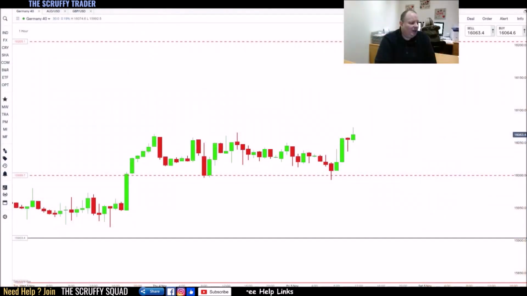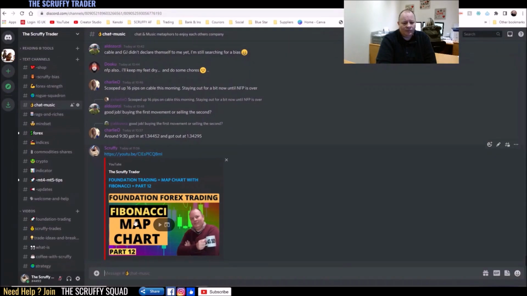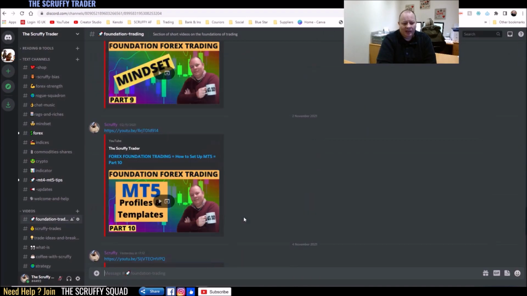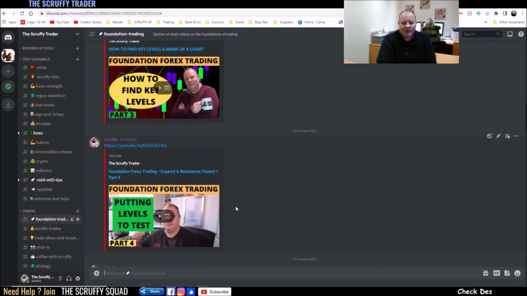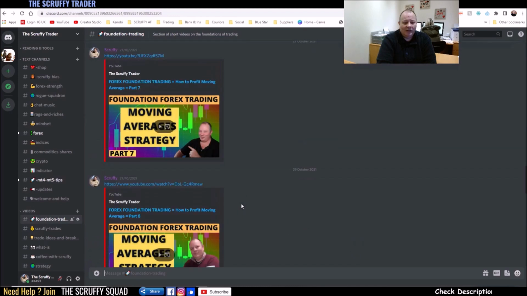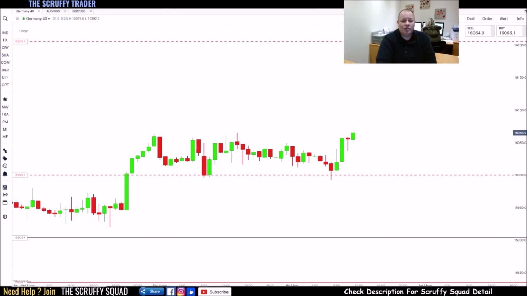So let me just flick this over and we shall have a little look. This is where you find all of the foundation stuff. As you can see, it's risk, it's levels, putting levels to the test, moving averages, etc. And it's all there. Some are public, some are just for the squad.